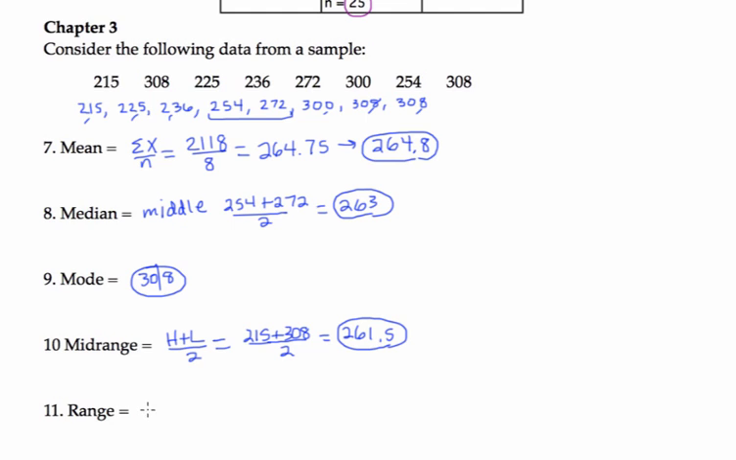Range. Look on your formula sheet. Find the formula for range. It's high minus low. 308 minus 215 is 93.